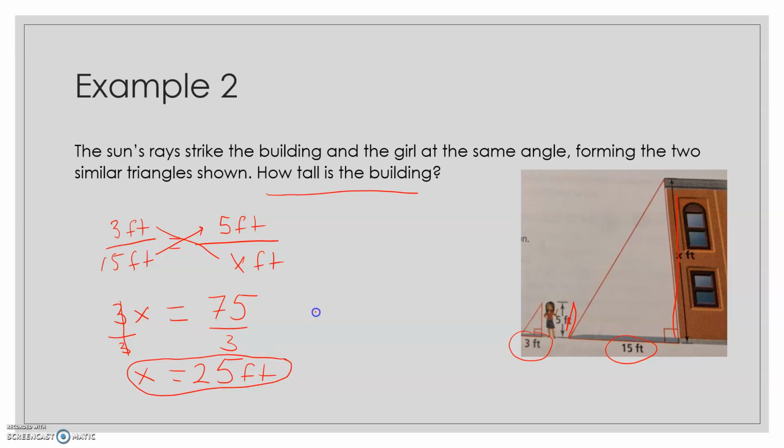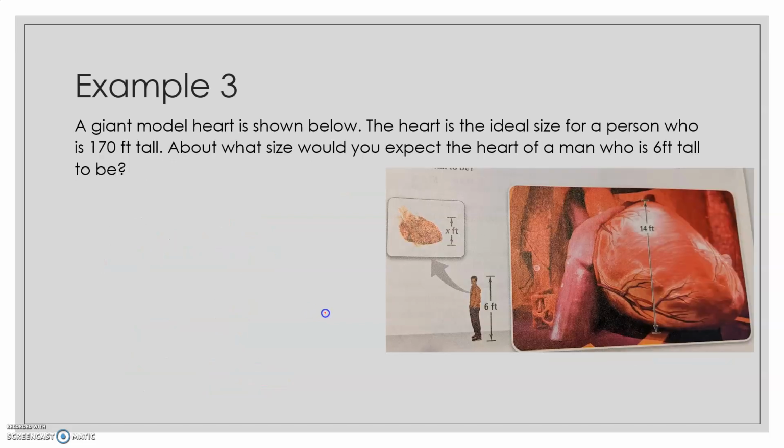Last example that we're going to look at is this picture of the heart. So we have this giant heart over here that's 14 feet tall. We have the person that's 6 feet tall. And what we want to know is how big should we expect the person's heart to be if the giant heart of 14 feet is for someone who would be, it tells us, 170 feet tall.